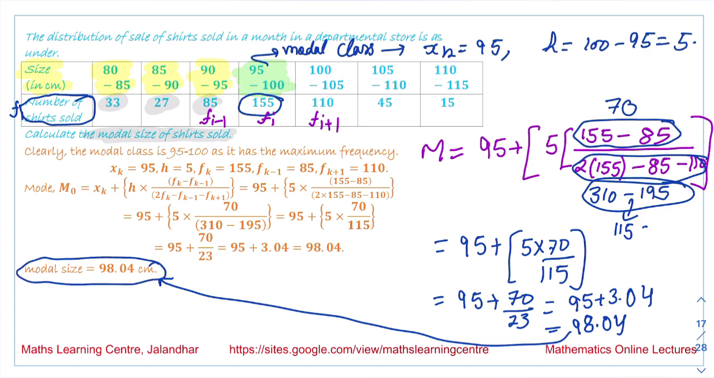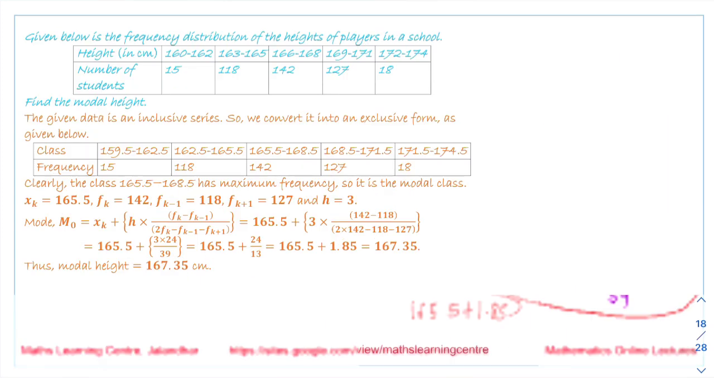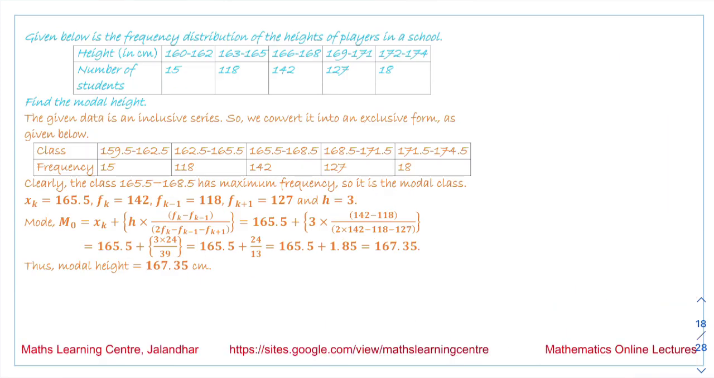Now next is: given below is the frequency distribution of heights of players in a school. So these are the heights given to us, and it is important to note over here that this value is 162, this value is 163. It means the data that is given to us is in the inclusive form. So to solve this, we have to convert this data into the exclusive form.